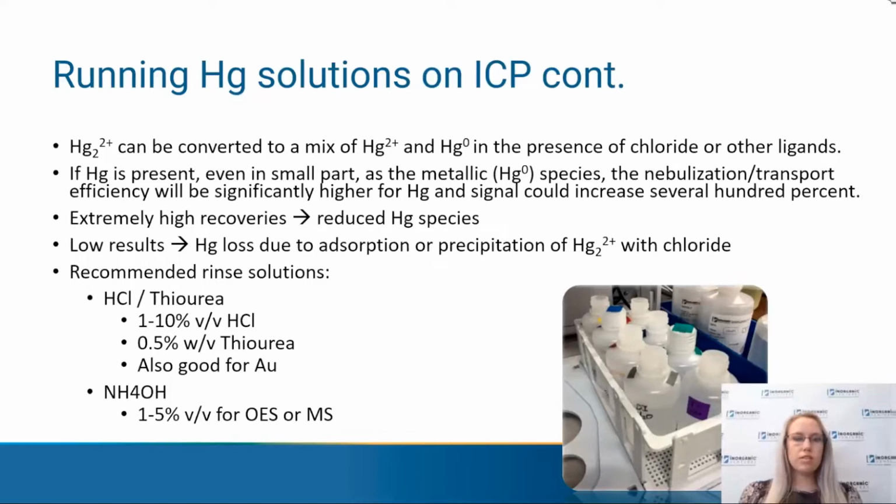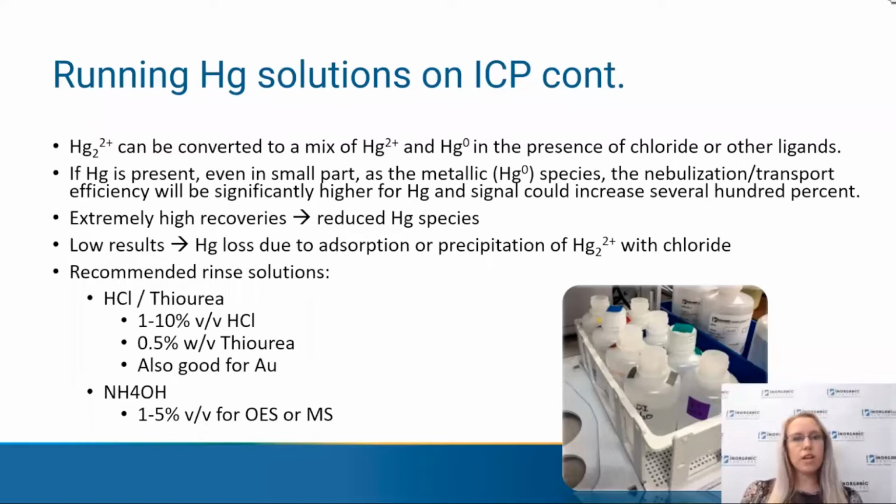So even if there's just a very small amount of that metallic mercury present, you are going to get way higher signal from that mercury in your instrument just due to that really high transport efficiency of the mercury to the plasma because that metallic species is so volatile. So if you're seeing really, really high recoveries, you can probably guess that the mercury species has been reduced to the metallic form, and that's what you're seeing in your results.